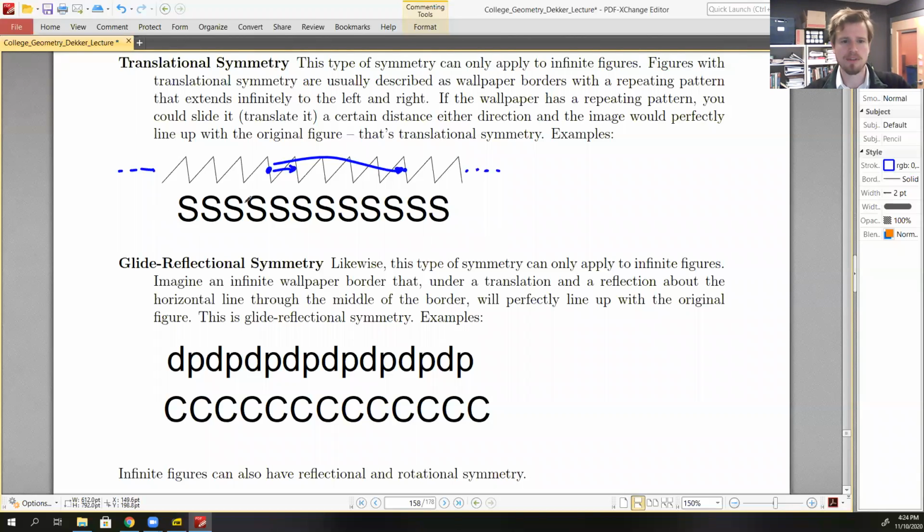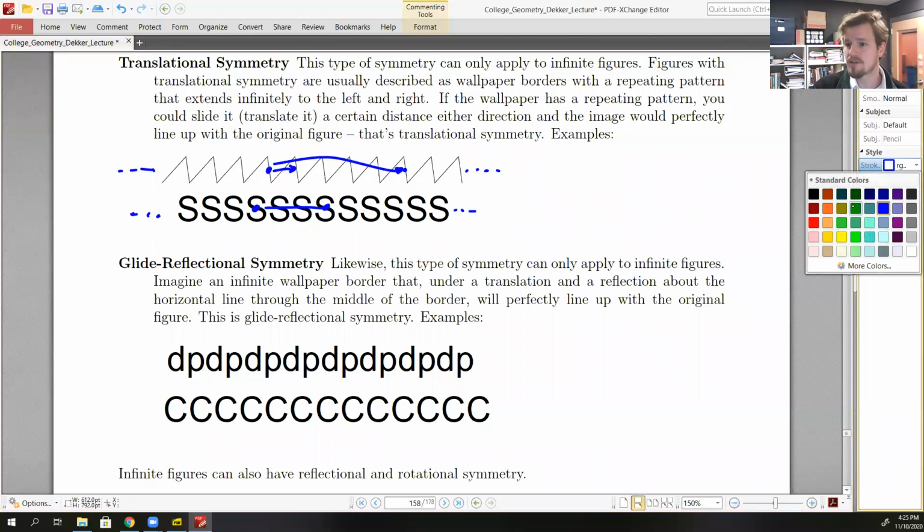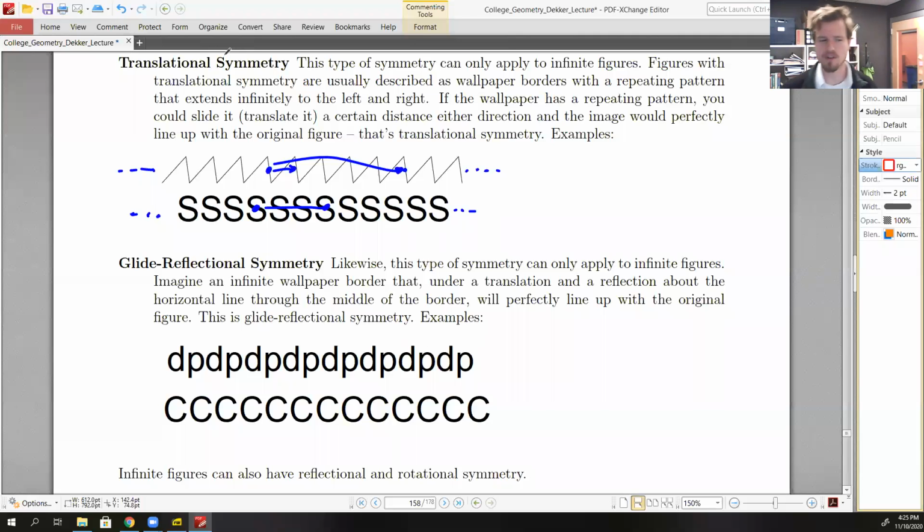I could do the same thing with this, right? I could take one of the S's and I could move it over as much as I desired. So these both have translational symmetry. It is worth noting that we do have other symmetries for these as well. While translational symmetry doesn't apply to the examples that we've already considered, the other symmetries of rotational and reflectional do apply.